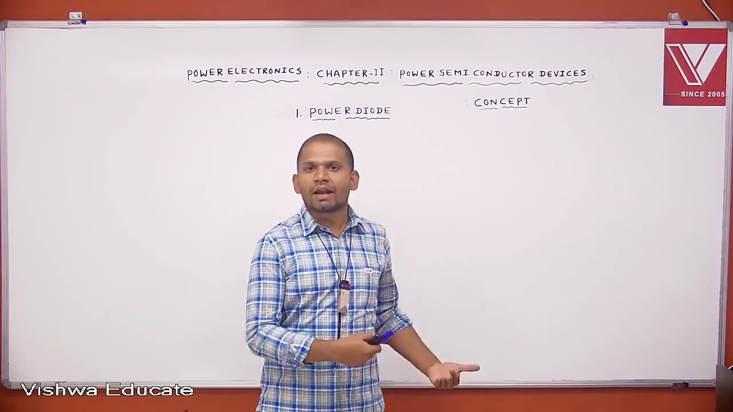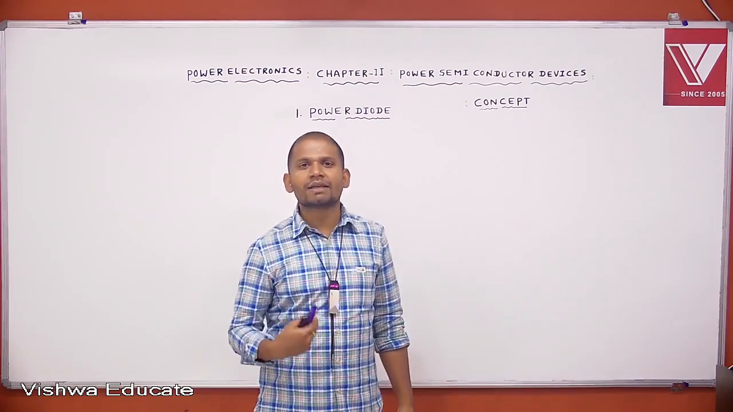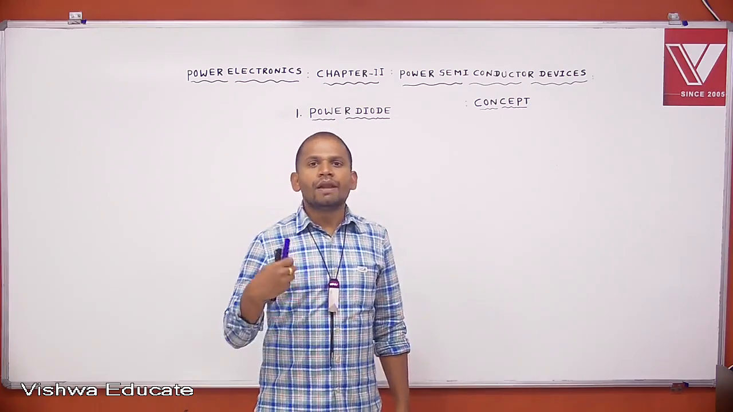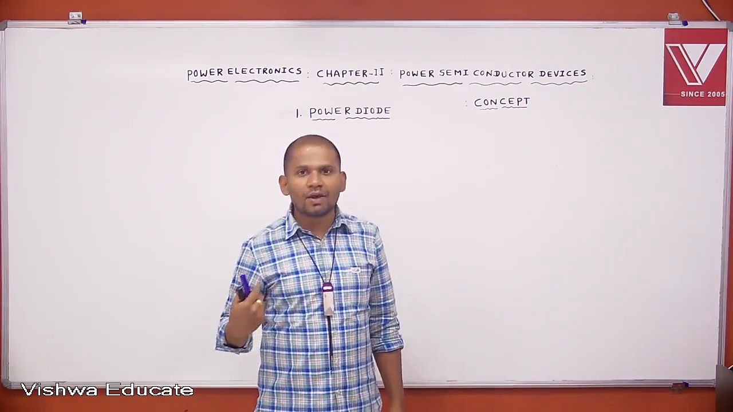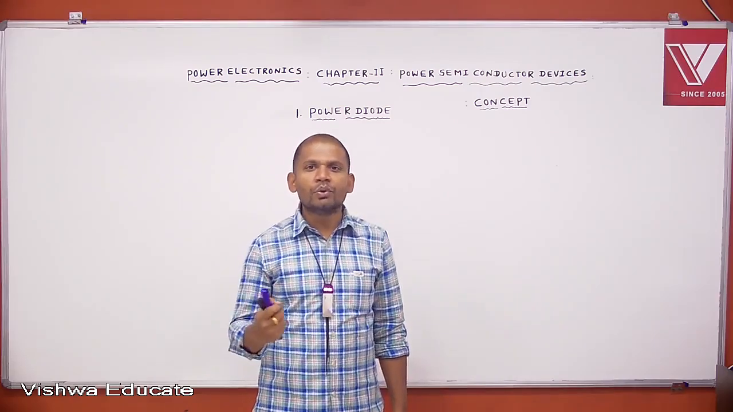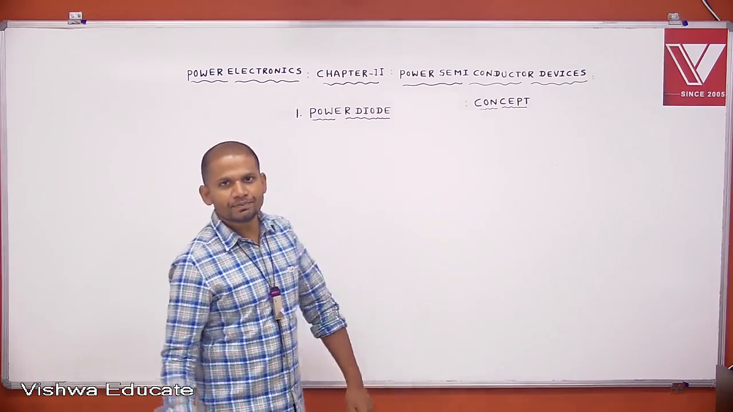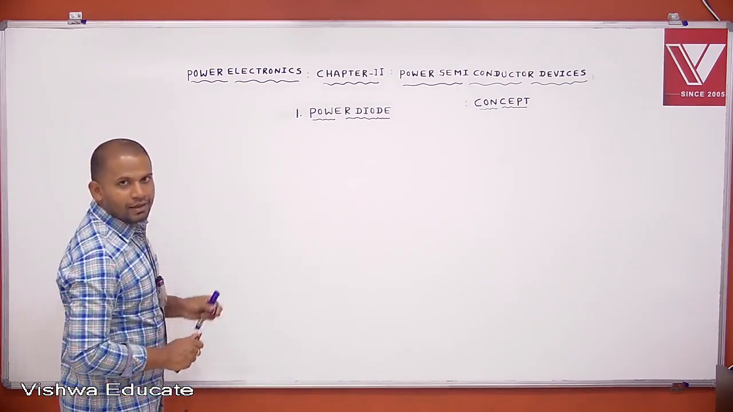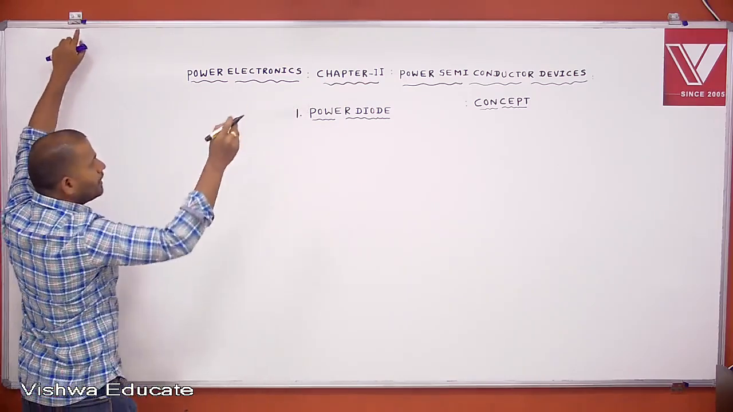What exactly are the turn on characteristics? These are the characteristics of the diode during turn on. Then I want to discuss the turn off characteristics, that is, the characteristics of the diode during turn off condition. Concentrate first on what exactly the turn on characteristics of a diode are.